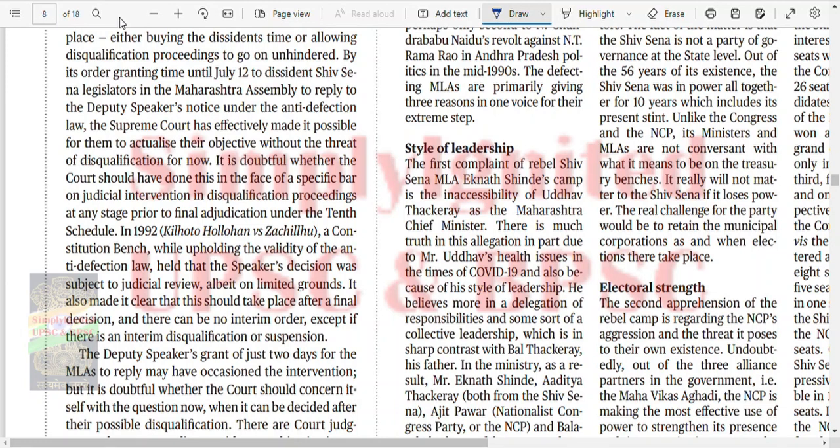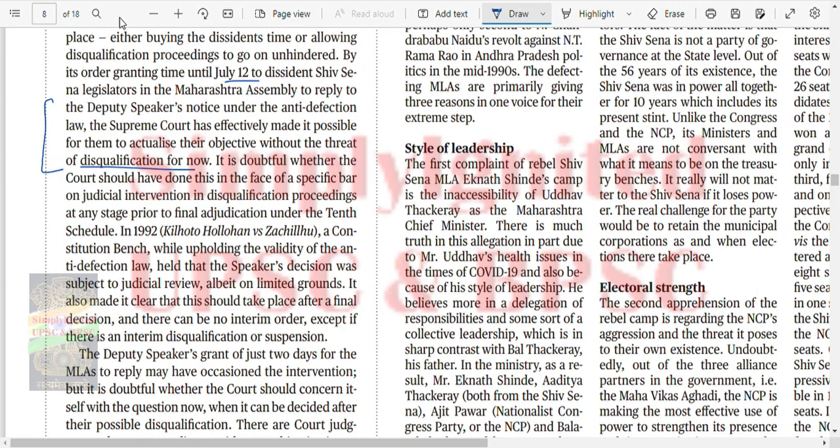By its order granting time until July 12 to reply to the Deputy Speaker's notice, the Supreme Court has effectively made it possible for them to actualize their objective without the threat of disqualification for now. Now this is a bit biased. The author may think so, but in my opinion, any person should be given time. He's accused. The accused must be given time to prove his innocence. And they are given just 15 days. Now they are saying that horse trading may be there. So why does this situation arise?